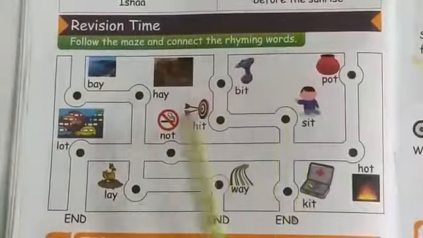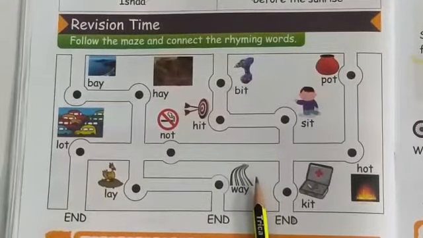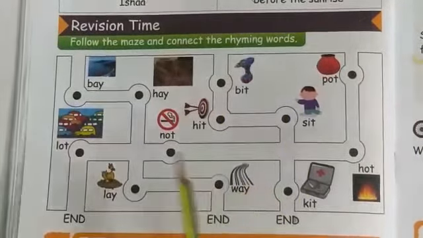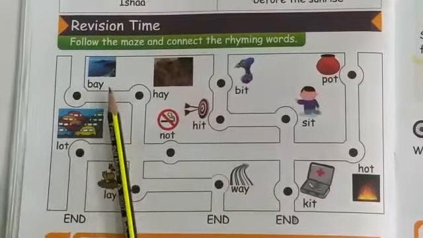Here we have a maze and we are going to solve it, and what we have to do, how will we complete this? Yes, by joining the dots with the help of rhyming words. So this will become very easy.